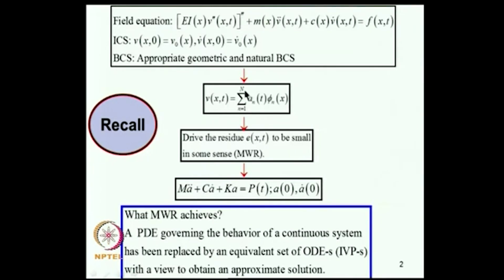Here A is an n cross 1 vector, M, C, K are all n cross n matrices, and P of t is a generalized force which is n cross 1. We also discussed how to obtain initial conditions A of 0 and A dot of 0 in terms of the specified initial displacement profile and velocity profile. Now, basically what does the method of weighted residuals achieve? A partial differential equation governing the system behavior is now replaced by a set of ordinary differential equations with a view to obtain an approximate solution, and that approximate solution is encapsulated in this representation.